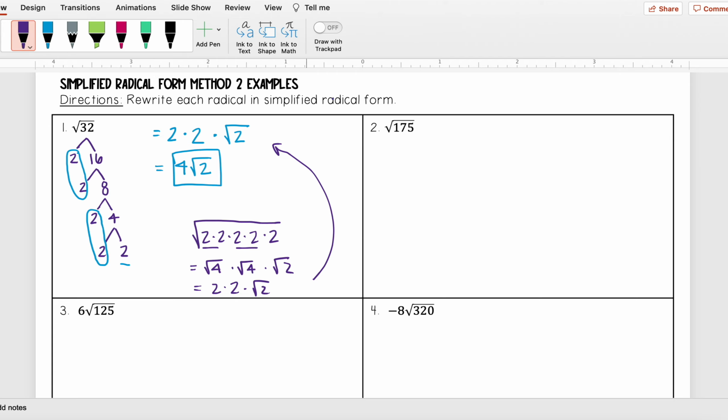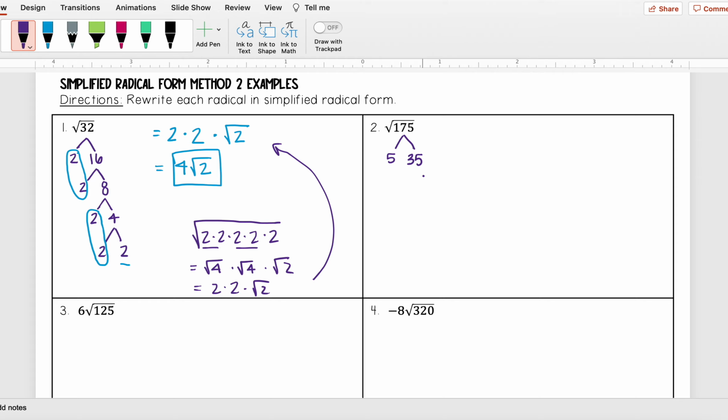Okay, so let's look at the next one. So here I have the square root of 175. So here I see this is an odd number, so that means that 2 can't divide evenly into it. But I see that it ends with a 5. I know that any numbers that end with 0 or 5 can divide into it evenly. So I can take 5 and then 175 divided by 5, I get 35.